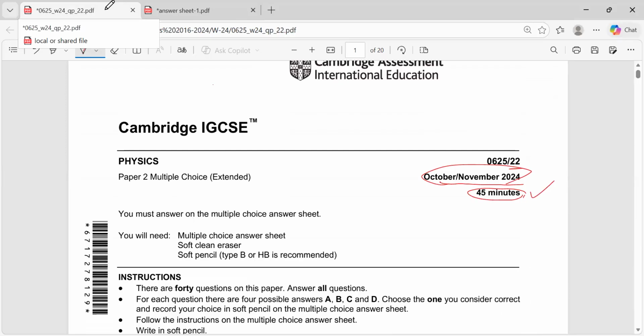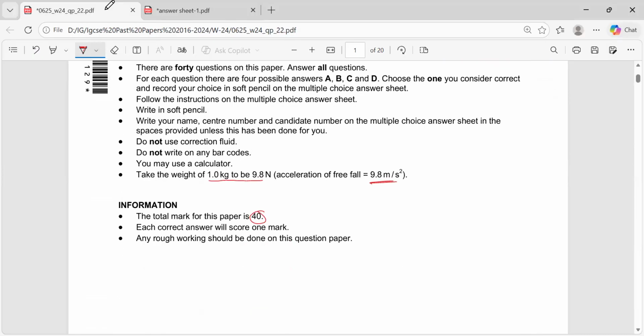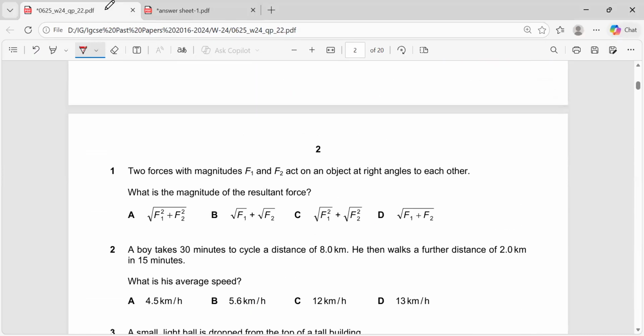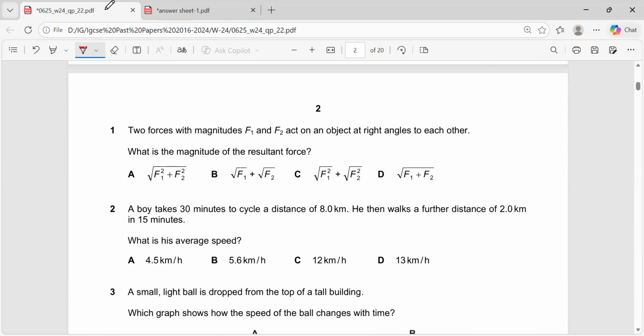45 minutes are there, and we have to use the bubble sheet also to answer these questions so that you are habitual. At the end of the lesson today, inshallah, I will try my best to share with you this blank bubble sheet copy so that you can print a lot of copies, and use the same copy for physics, chemistry and biology practice for paper 2. So, two forces with magnitude F1 and F2 act on an object at right angles.